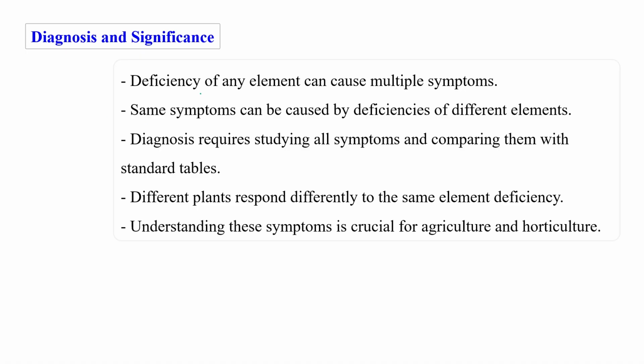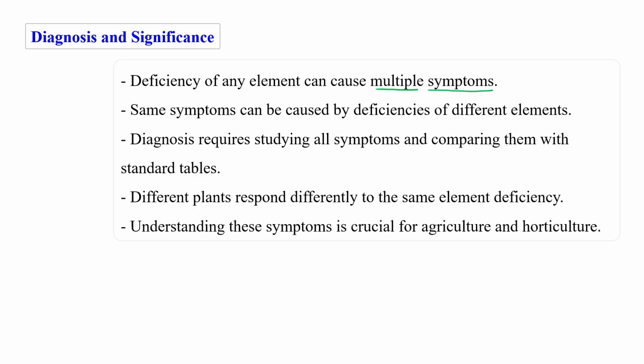Deficiency of any type of element can cause multiple symptoms, whether it is plant or animal. Like in humans, if iron deficiency is there, then that person feels tiredness, anemic. Similarly, if one element or more than one element is deficient in a plant, then that plant also shows some type of symptoms.